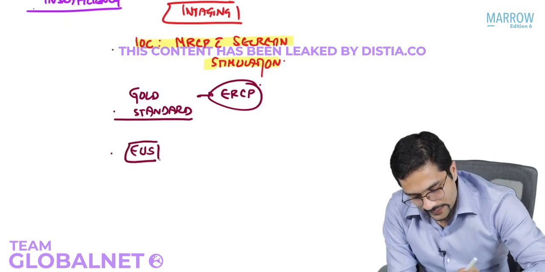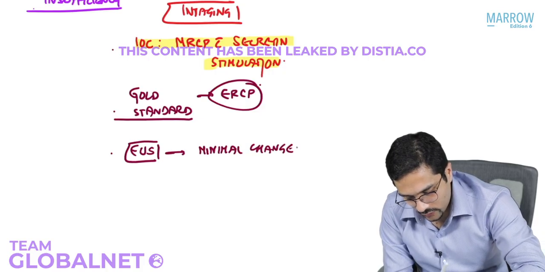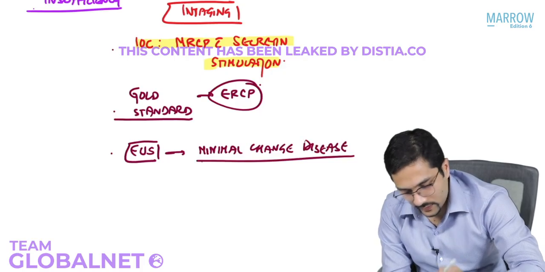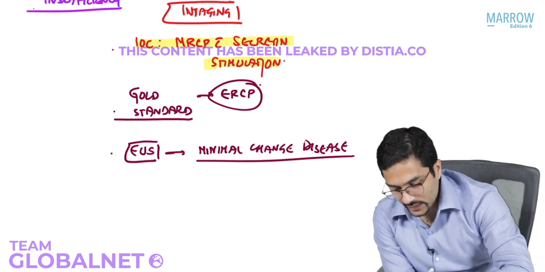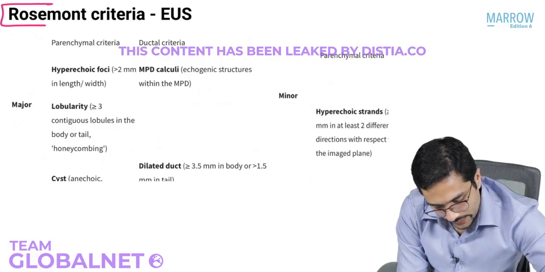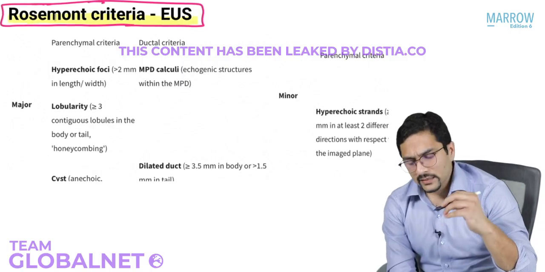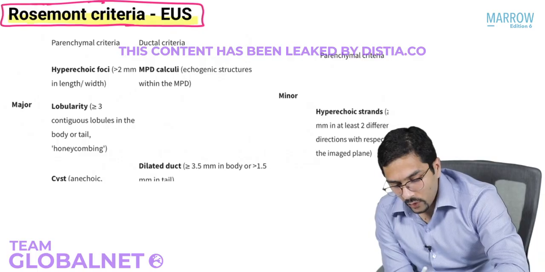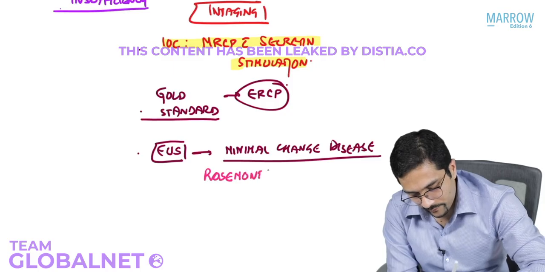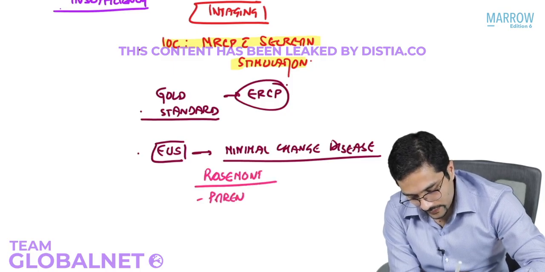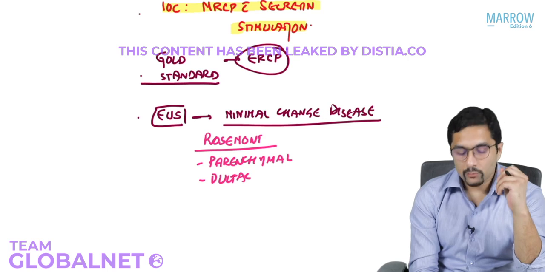Endoscopic ultrasound, EUS, can also be done in patients with minimal change disease. In minimal change disease, where there are not many changes, endoscopic ultrasound is quite sensitive. And an endoscopic ultrasound modality to diagnose these changes is the Rosemont criteria. So Rosemont criteria are endoscopic ultrasound features to diagnose chronic pancreatitis. And again, the details have not been asked in the exam. All I want you to know is that in the Rosemont criteria, you have parenchymal features and ductal features, and it is an endoscopic ultrasound guided modality.